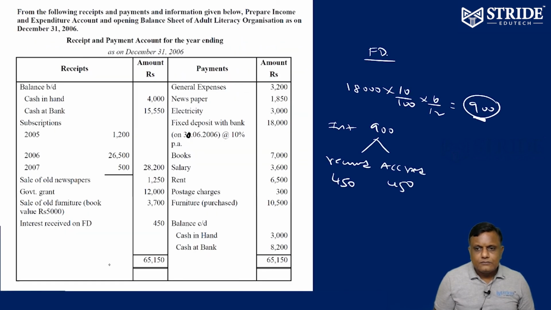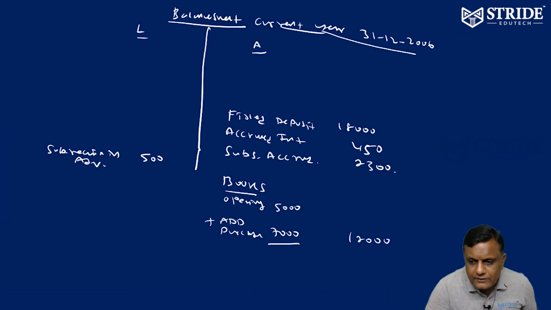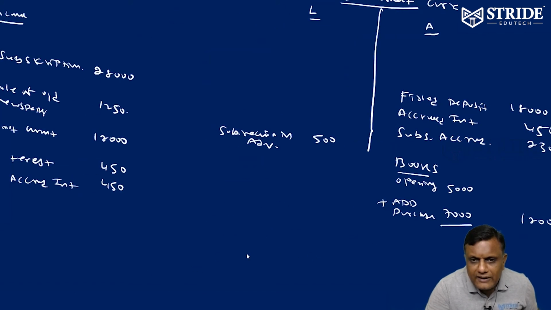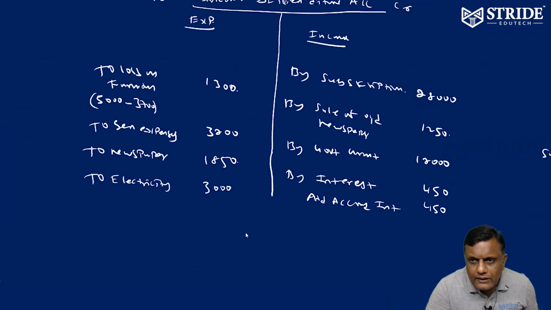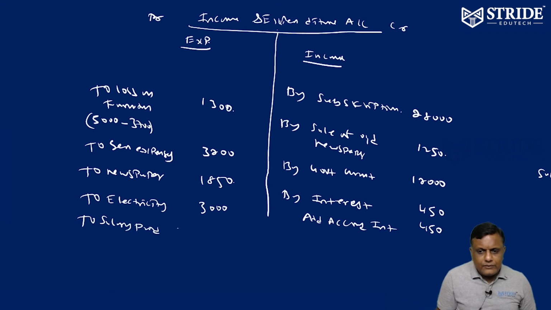Come back now. Salary. How much we have paid? 3,600 we have paid. Is there any outstanding salary? Yes, currently outstanding salary 600. Expenditure side first. To salary paid 3,600 plus outstanding salary 600. So total 4,200 we can post.